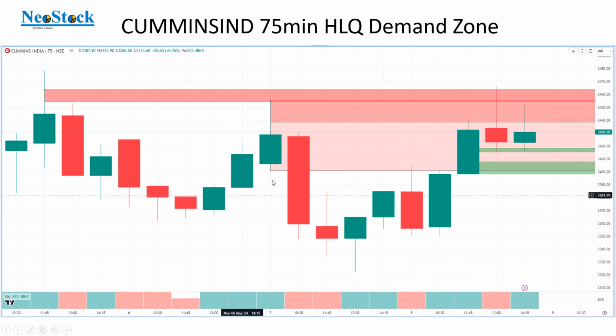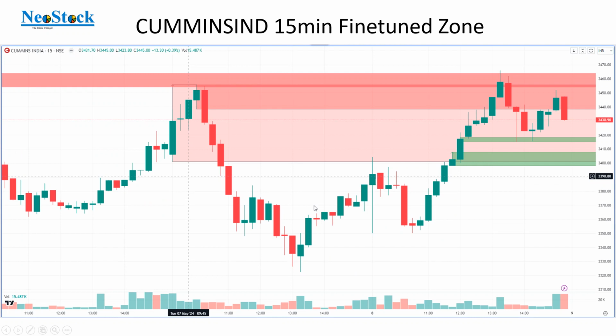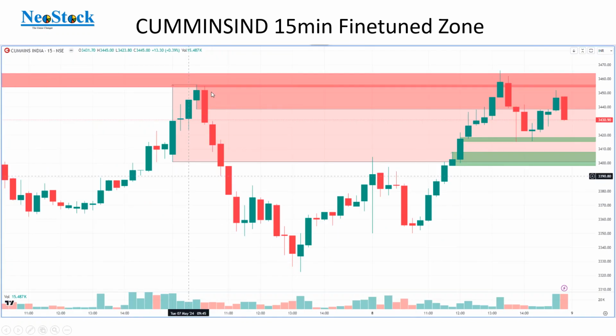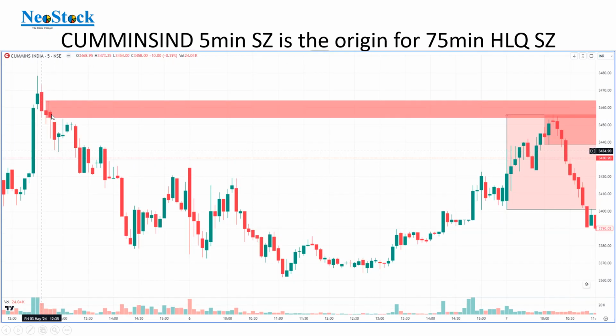So this is a rally base drop. This is the 75-minute zone. And here we have a 15-minute zone, rally base drop. This is the 15-minute zone. But look into this zone, look into the fine-tuned 5-minute zone. See, the fine-tuned 5-minute zone is overlapped at the distal line of the high liquidity zone.